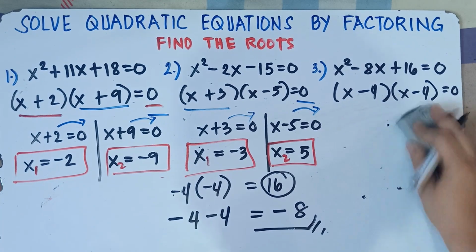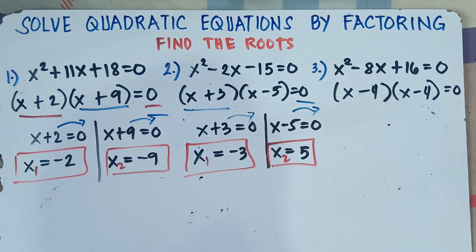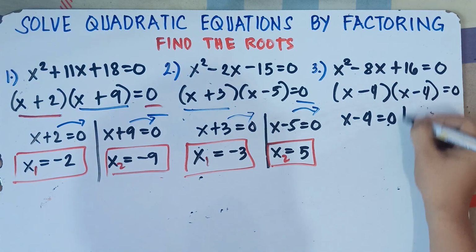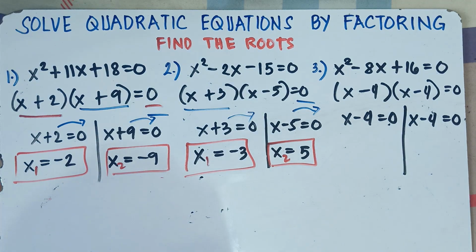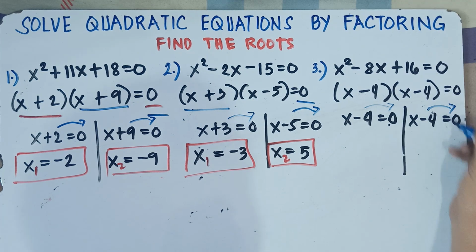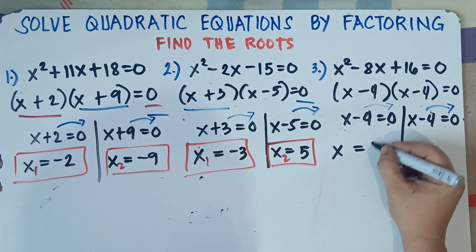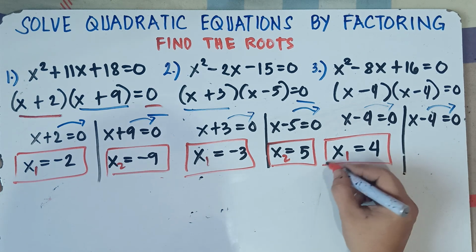Alright, so once you have that one, you equate this one to 0. So this will be x minus 4 equals 0, and then x minus 4 equals 0. So we transpose this one, and then transpose this one. So x equals, this is negative 4, it will be positive 4. So x sub 1 is positive 4, our first root.